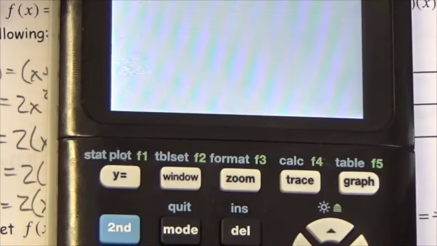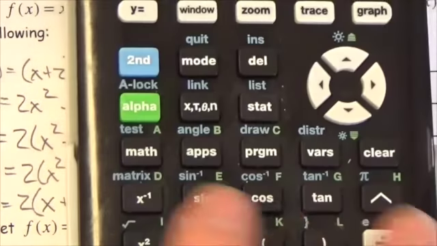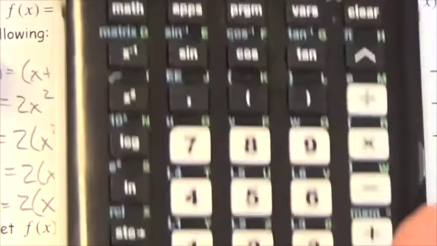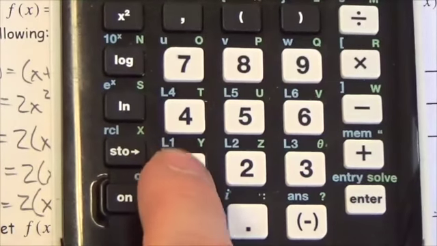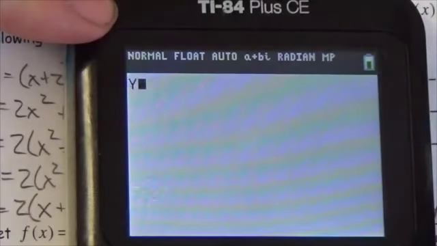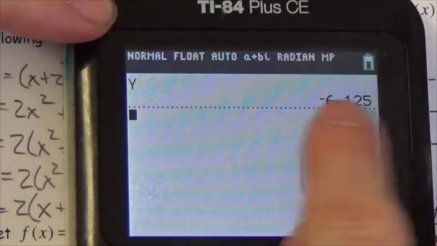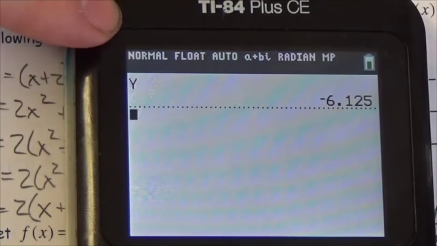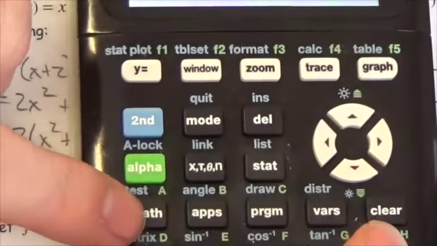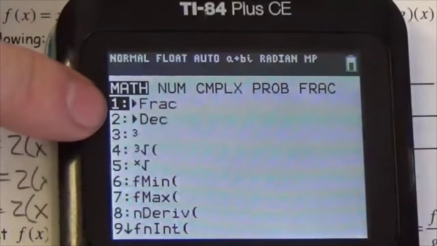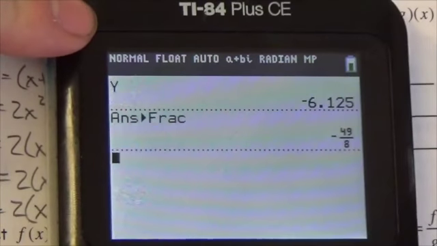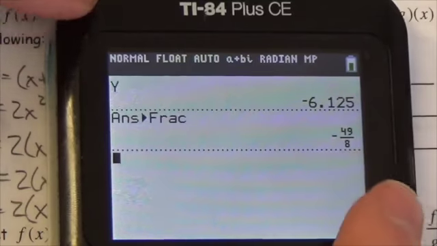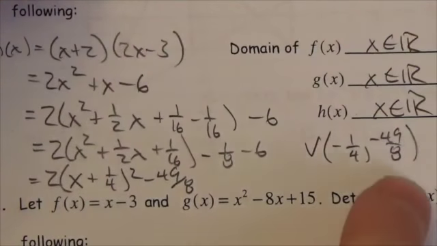I can quit. This is something I love about this calculator here. It's stored that in its memory. So if I press alpha and I go down to y, which is number 1, I get the y right here, and if I press enter, it remembered that that was negative 6.125. Choose your math button, and the very first option you get is to convert that to a fraction, and I get negative 49/8. So that value that I chose here was correct.